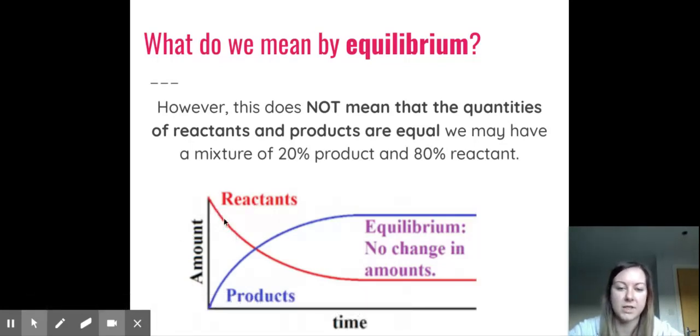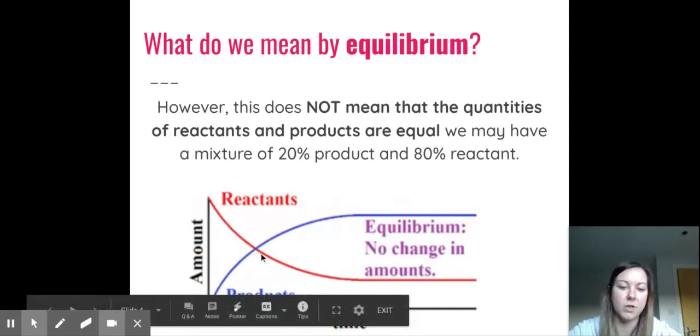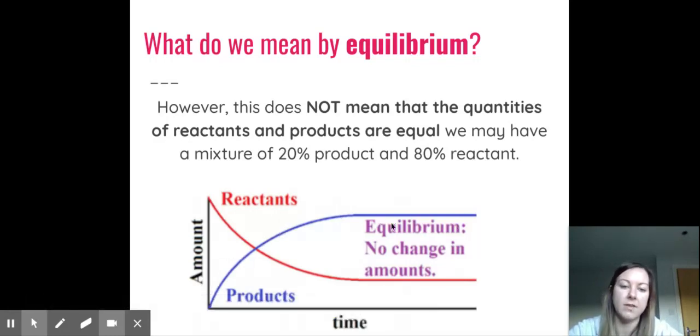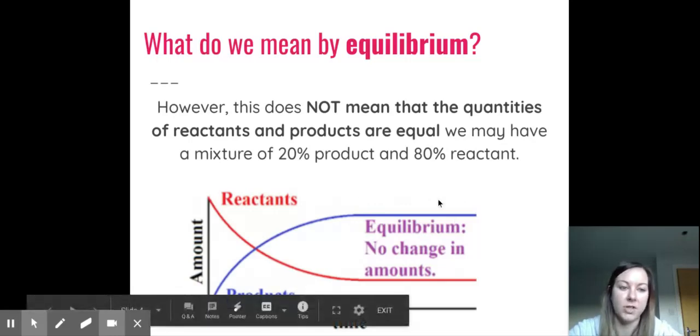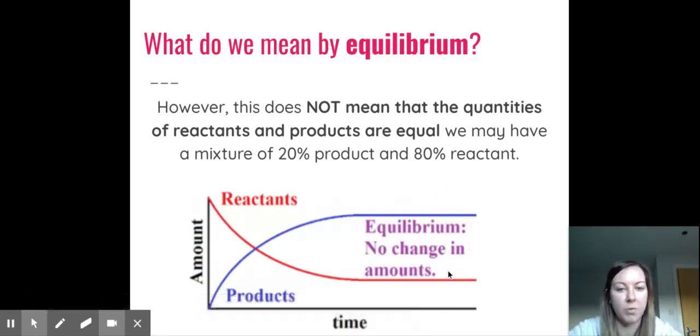So as the concentration of reactants decreases because they're turning into products, we end up with this concentration here. Let's say that's 10 on the graph. Our products are increasing in concentration as they are being made by the reactants, and they level out up here on the graph. Let's say that's 30. So as you can see, even though they are at equilibrium, there is no change in concentration. There is not equal concentrations of reactants and products. That's very, very important. The rates are equal, but the concentrations aren't necessarily equal.